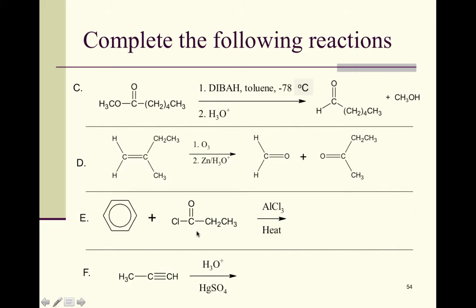Letter E is going back to our Friedel-Crafts, and my R group happens to have CH2CH3, so I made sure I added that. The connecting point is where the halogen is. And this last one here is going to make a methyl ketone. This is going to be the case where I have a terminal alkyne, and it's going to form a methyl ketone. How'd you do?